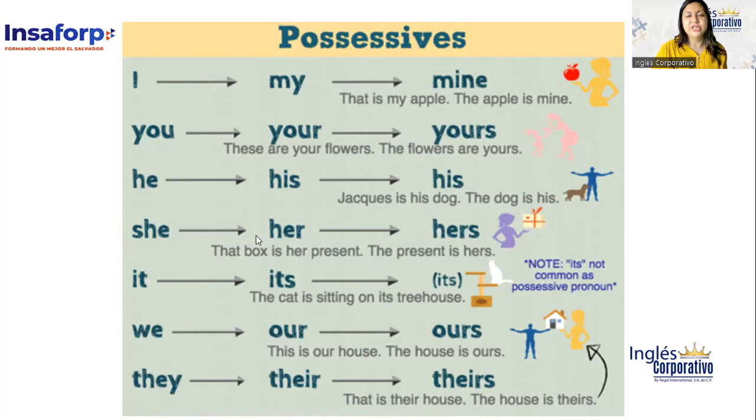She, her, and hers. The box is her present. That box is her present. The present is hers. Esa caja es su regalo. El regalo es de ella.